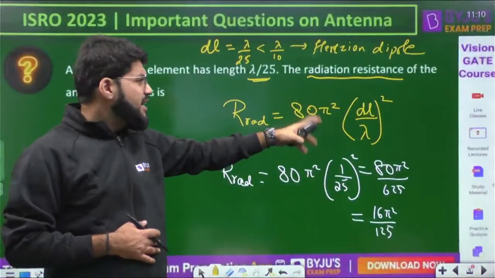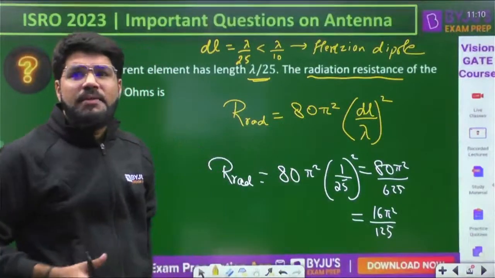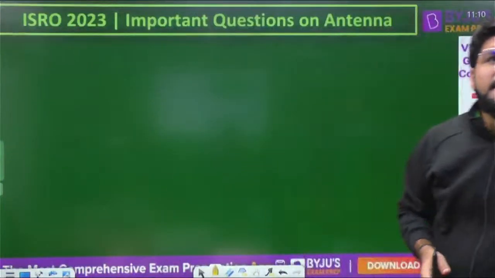For Hertzian, it depends on length. It is not the same. It is 80 pi square (dl by lambda)^2. It is always proportional to 1 over lambda squared and always proportional to the square of the length. Okay, next question.